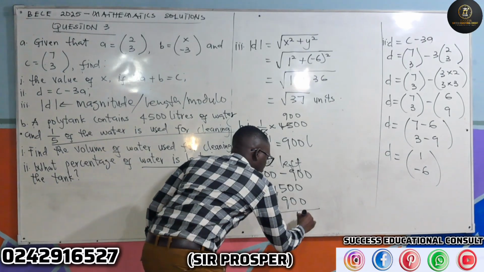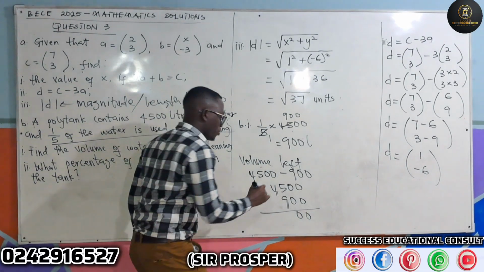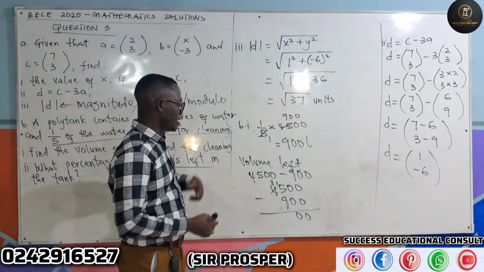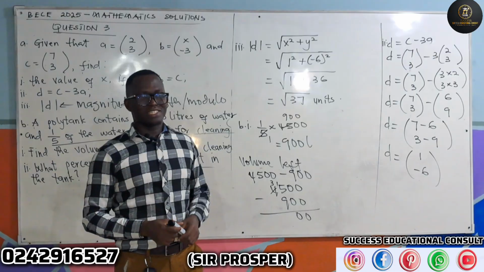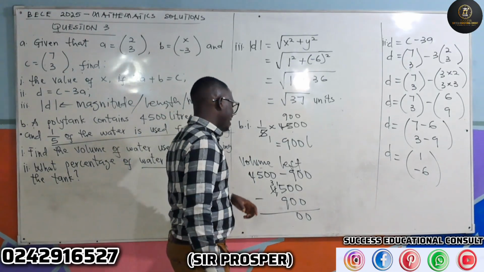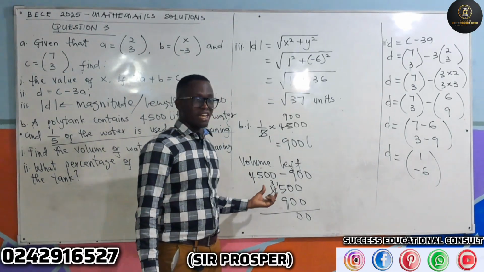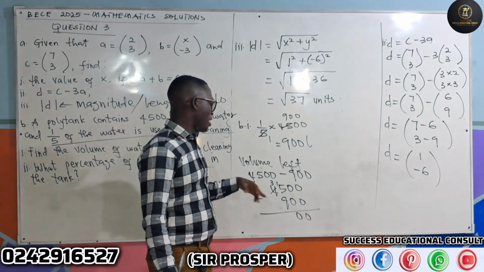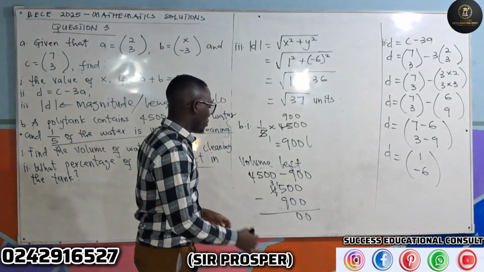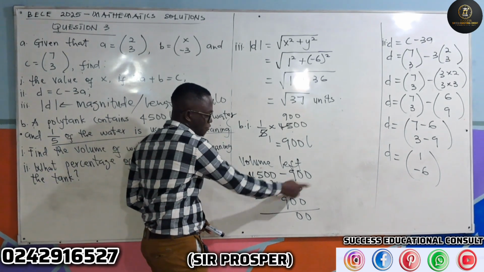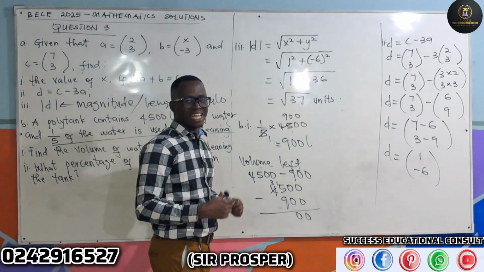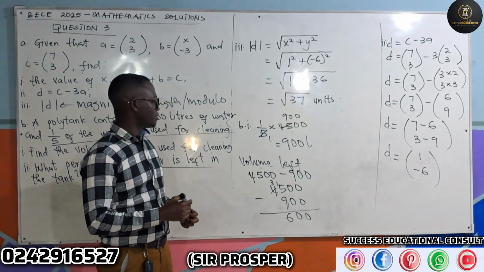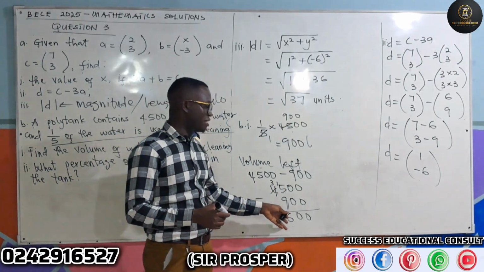So 5 minus 9 is not possible. So we will borrow from here, leaving 3 here. Normally we say we borrow a 1, but we don't just borrow a 1. The borrowing is dependent on the place value. We are borrowing from thousands, so it means we are borrowing 1,000, right? So we are having 1,500 minus 900, and that gives us 600.